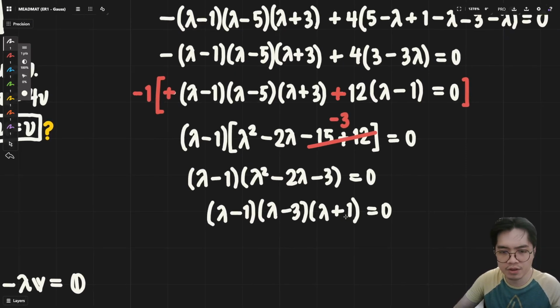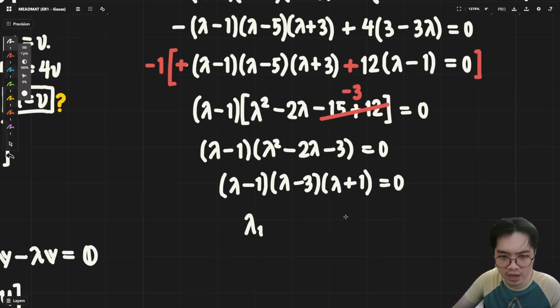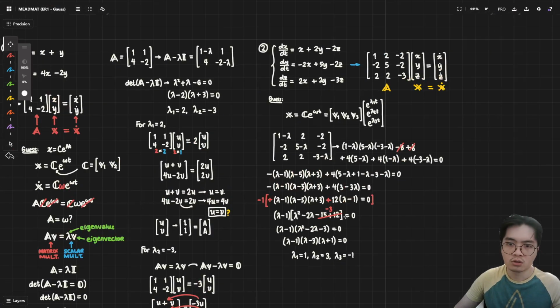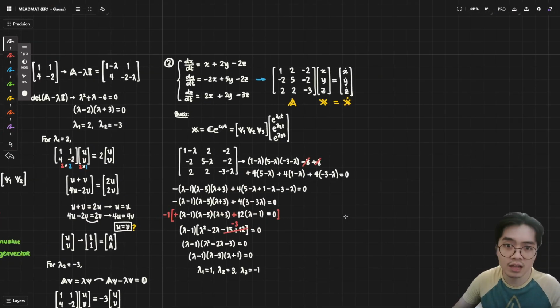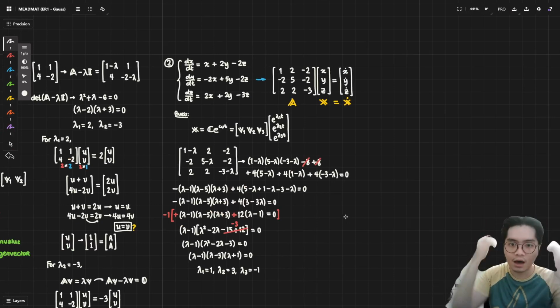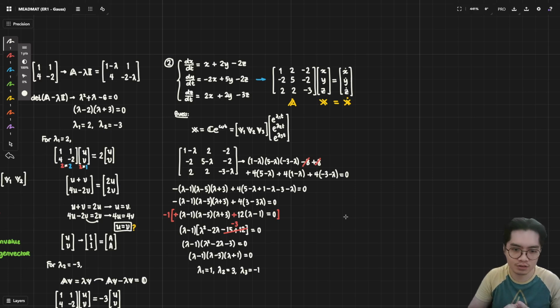And so we have 3 values of lambda. Congratulations. We have lambda 1 equal to 1, lambda 2 equal to 3, and lambda 3 equal to negative 1. So there's a lot to do, and we'll just try and figure this all out.